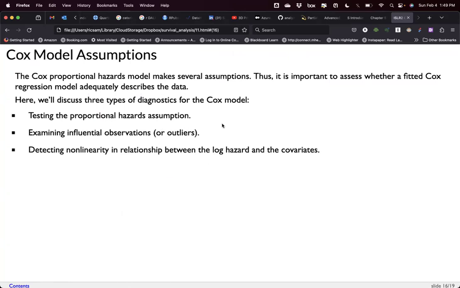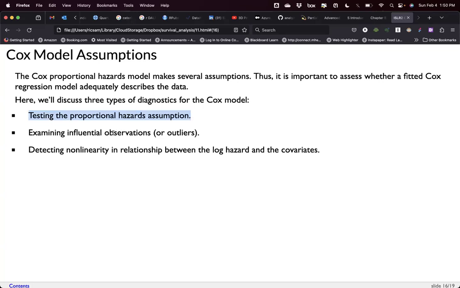Okay. So some assumptions, okay? And we're going to leave it here. So the Cox proportional hazards model, just like the regression model, makes several assumptions. It is important to assess whether a fitted Cox regression model adequately describes the data. So you have to do some testing of the proportional hazards assumption. So you have to compare some of those pairs of observations to see if time is not a factor affecting that proportional hazards assumption.